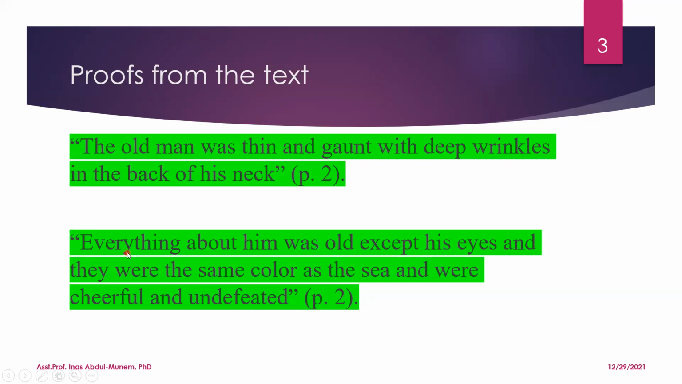Another quotation, this is said by the narrator. Again by the narrator, the speaker is the narrator, showing the age of the central character. Everything about him was old, except his eyes. We mentioned that, and they were the same color as the sea and were cheerful and undefeated.